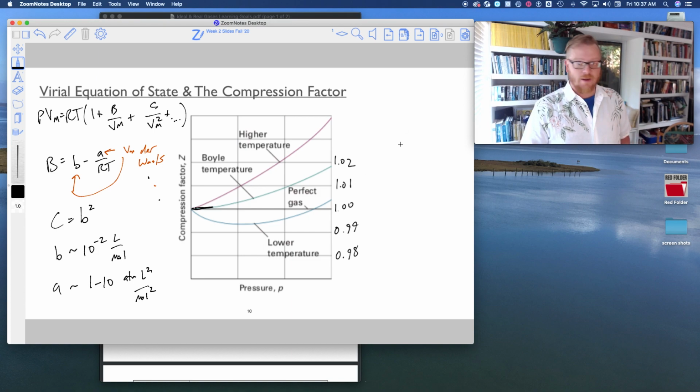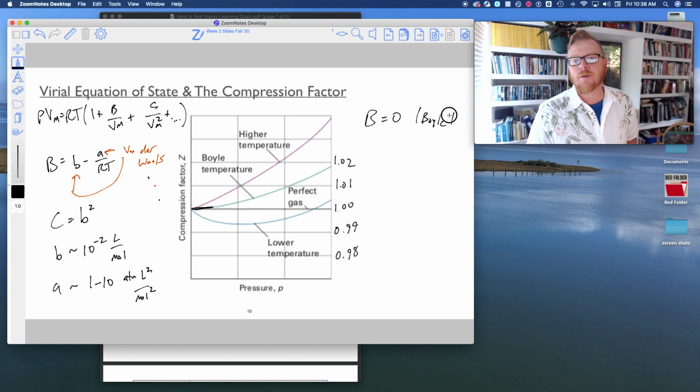So, as you might guess, if we know B equals 0 for an ideal gas, and that corresponds to the Boyle temperature, what's the equation for the Boyle temperature? Okay, pause the video right here, just see if you can think about it for a second. I'm going to move on and write that up.